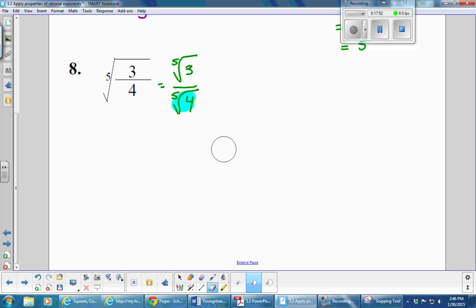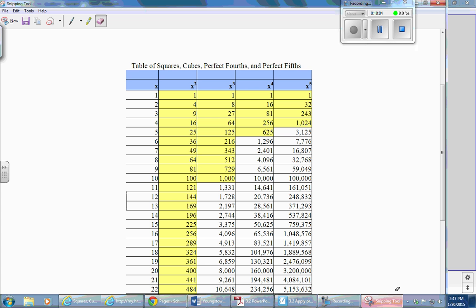That's why it's not simplified. So what we have to do is get rid of it. How are we going to get rid of it? We're going to multiply it by something to where we'll have a nice perfect fifth root number. So let's look at our cheat sheet again. On the fifth root side, what's a nice number that we can multiply 4 by to get one of these numbers here? 4 is divisible by which one of these numbers? 32, right? Good. All right, so let's try that.